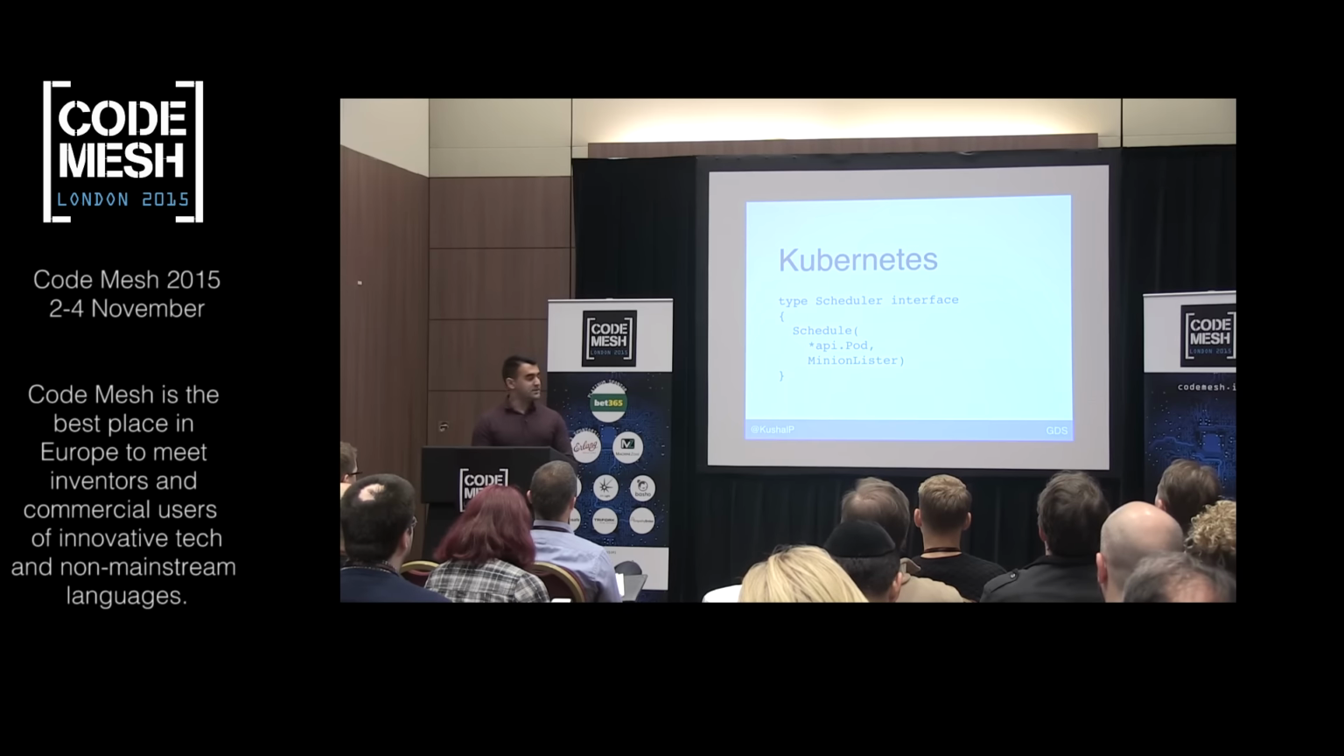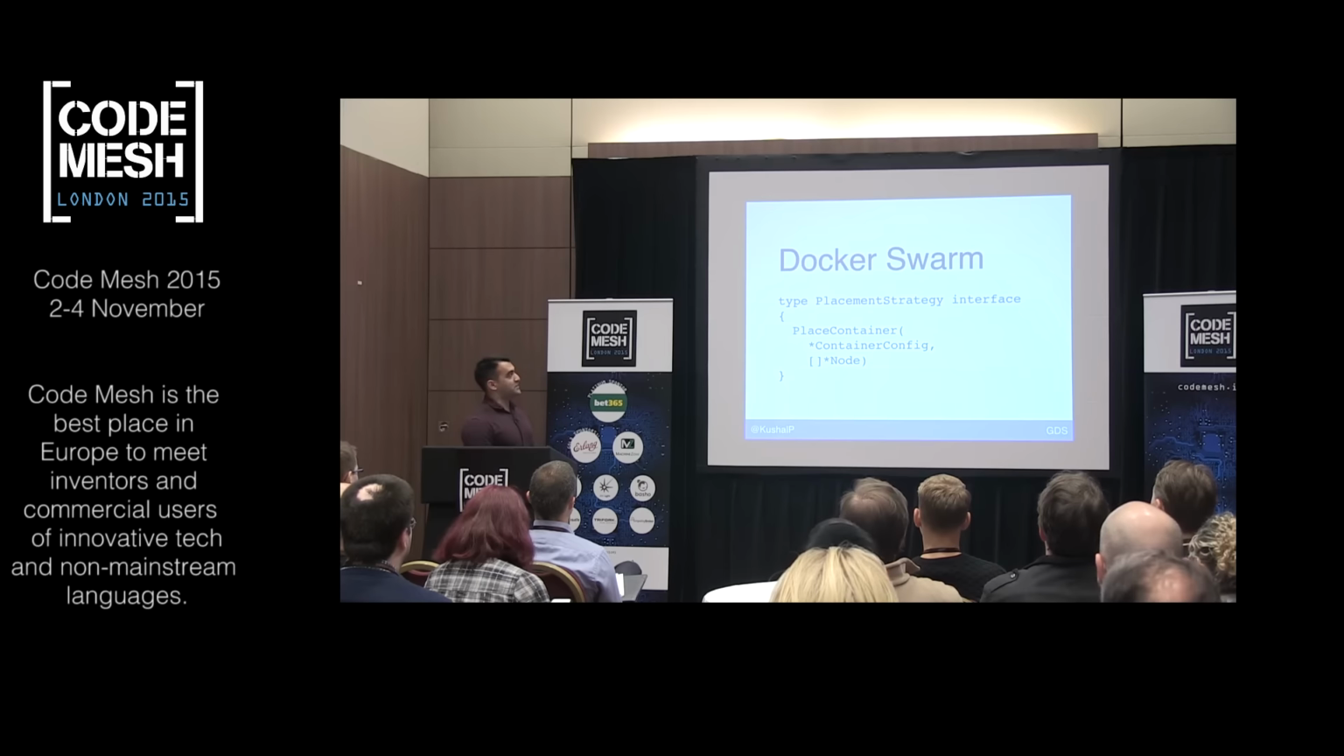Docker's Swarm does something very, very similar. They just happen to use different words, and in my opinion, they're identical. So again, it's written in Go. We've essentially just changed scheduler for placement strategy, schedule for place container, pod for container config, and then an array of nodes to apply onto.